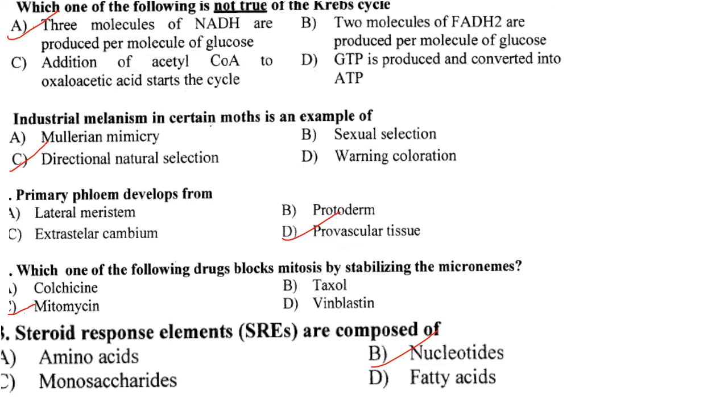So vinblastine inhibits the microtubule polymerization. Colchicine also does the same thing, inhibits microtubule polymerization. Taxol, it stabilizes microtubule formation. So the answer is mitomycin. Answer is option C.